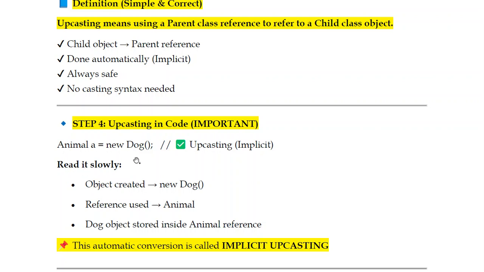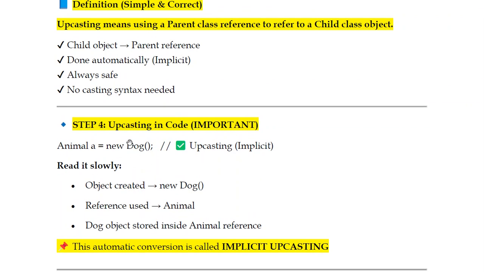So what is happening, read it slowly. Object created: new Dog. Reference used: Animal. So the Dog object is stored inside the Animal reference. Now the definition: upcasting means using a parent class reference to refer to a child class object. This automatic conversion is called implicit casting.